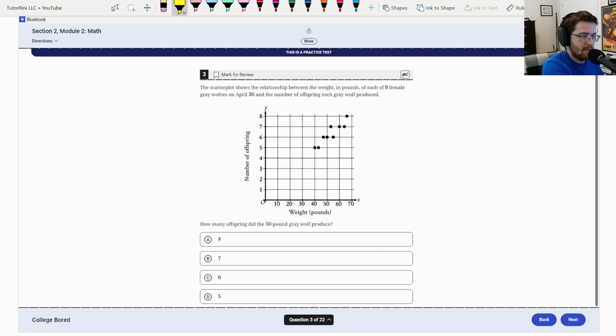Okay, question 3. So the question wants us to look at a 50-pound gray wolf. So 50 pounds, that's the x-axis. And then I'm going to go up here, and I'm going to read it. See that little dot right there? That's the one we're looking for. And now we're going to read its y value. And that gives us 6 offspring, which is answer choice C.